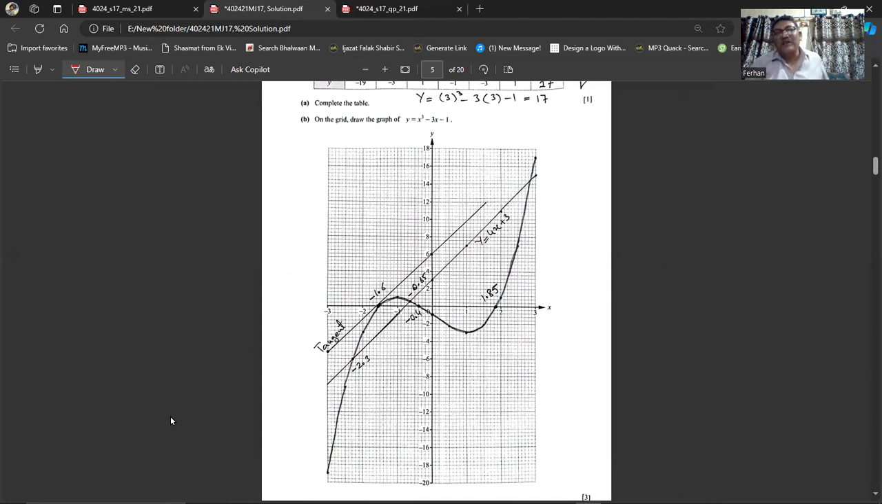If you have a hard copy of this paper, please plot these points. If you have a graph copy with you, you can plot these graphs on that. When you plot them, then actually you will learn.